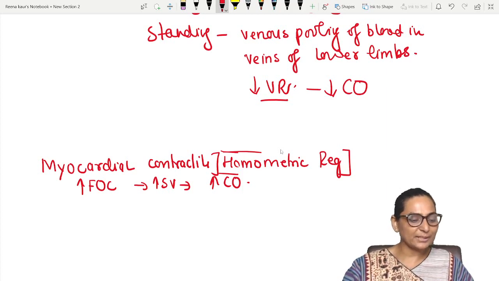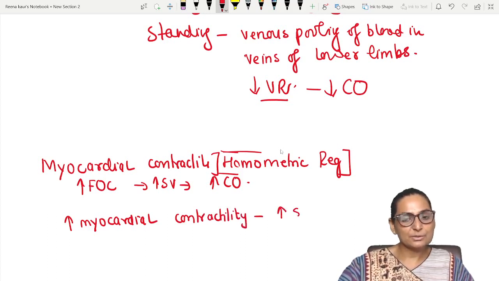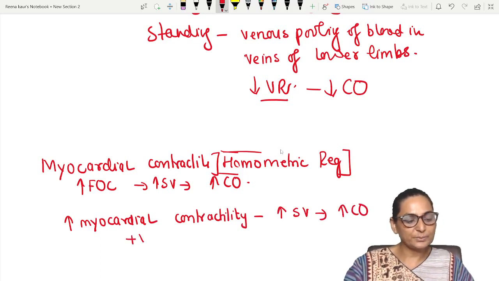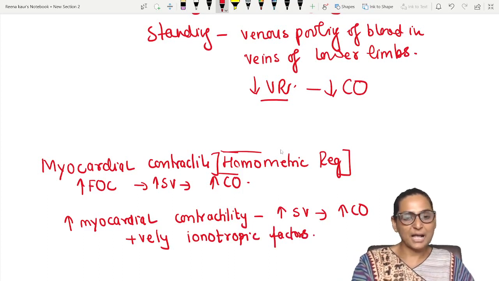So whenever there are different factors that increase the force of contraction, that is, the factors that increase the myocardial contractility, and therefore they increase the stroke volume and therefore they increase the cardiac output, they are said to be positively inotropic factors. Right? Positively inotropic factors.